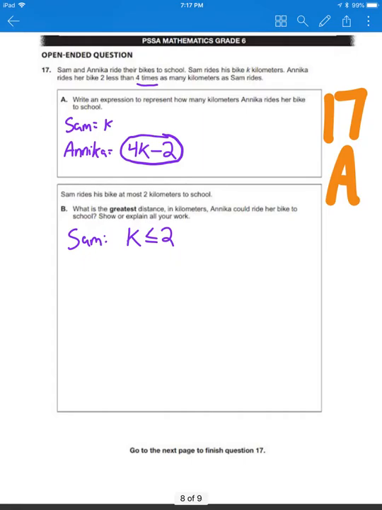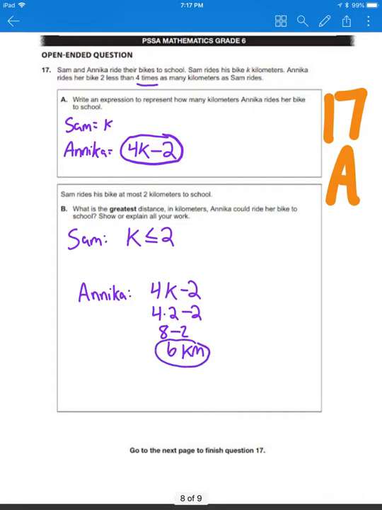Now, the greatest distance Annika could ride. That means if, let's say Sam rides his bike to school 2 miles, that means we'd have to put 2 into Annika's expression. So remember, her expression is 4K minus 2. Now, the most Sam could ride is 2 kilometers. So I'm going to put 4 times 2 minus 2. And that is 8 minus 2, which is 6. So that means the greatest distance Annika could ride her bike to school is 6 kilometers.